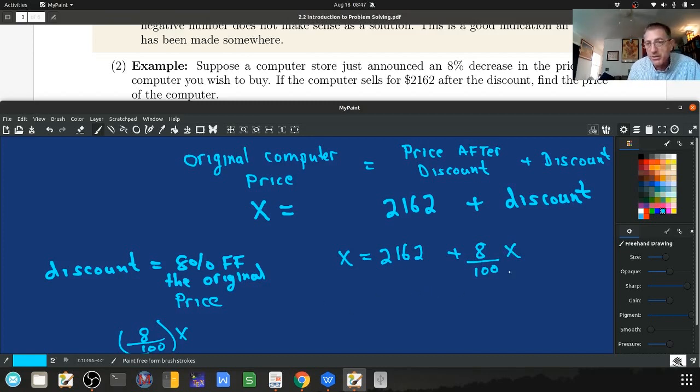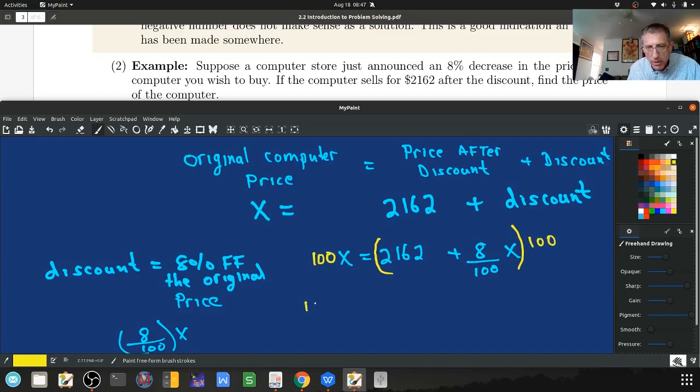So what do we do? This has a fraction. If you want to make them all have fractions, you can put the $2,162 over 1 if you want, but we want to multiply by the common denominator, and that's 100. So we're going to multiply both sides by 100. The important thing you do here is you literally multiply all of both sides by 100. On this side it's really easy. On this side I'm going to do it.